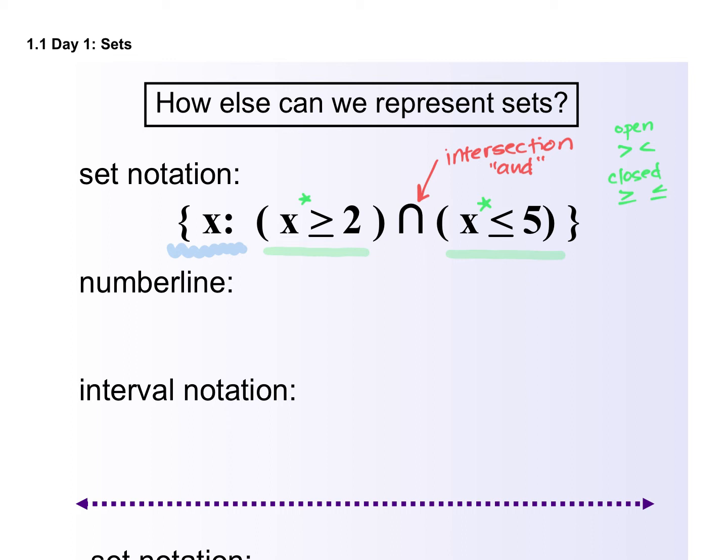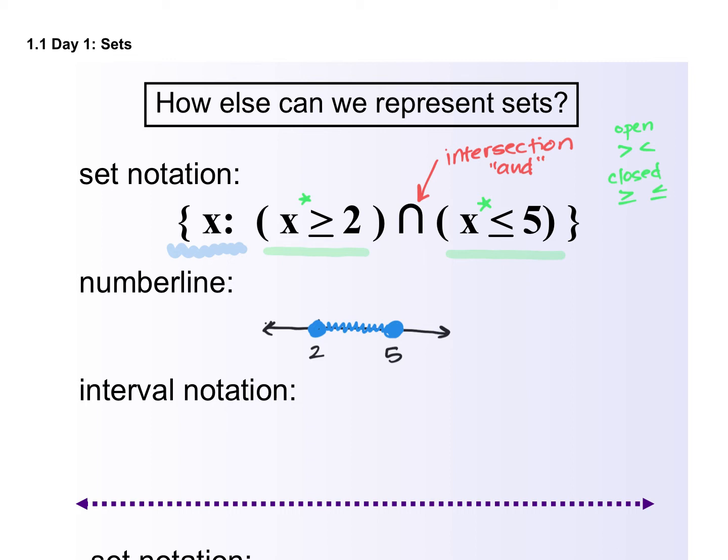We can imagine this set visually by drawing it out on a number line. When we draw out number lines, we're only going to concern ourselves with the boundaries, so I'm only going to plot 2 and 5. I don't need to plot the rest. The numbers that would fit in this set then, the smallest number would be 2. The biggest number would be 5, since I have to be greater than or equal to 2, less than or equal to 5. And any of the numbers that fall in between would fit in that set.